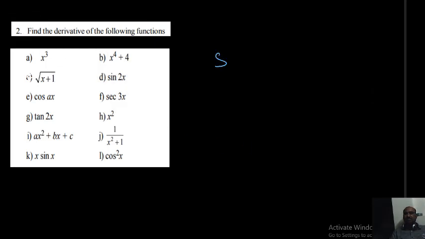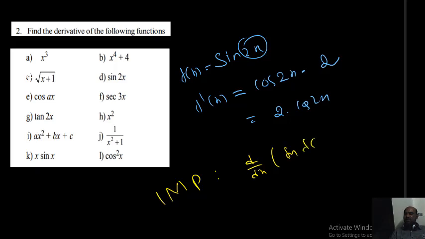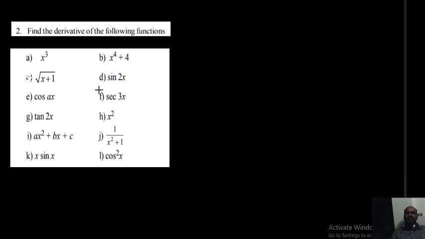Yeah, next. Sin 2x is given. F of x is sin 2x. We want to find f dash of x. Already explained: cos 2x into the inner 2x derivative, that is 2. Or I can say 2 into cos 2x. How can you remember this? The derivative of sin f of x can be remembered as cos f of x into f dash of x. Okay. All these results we can obtain from the chain rule or the composite function concept.